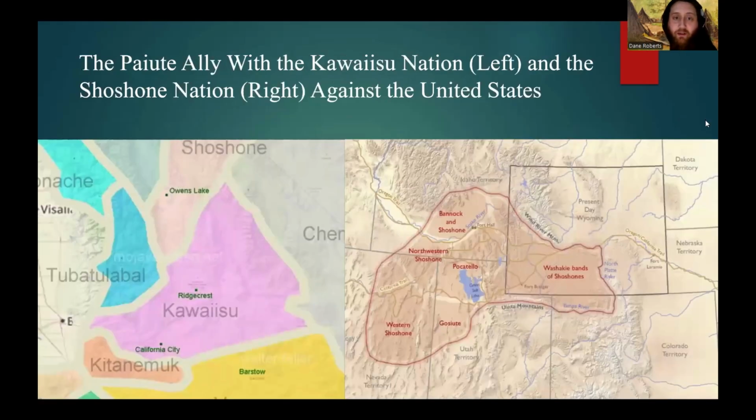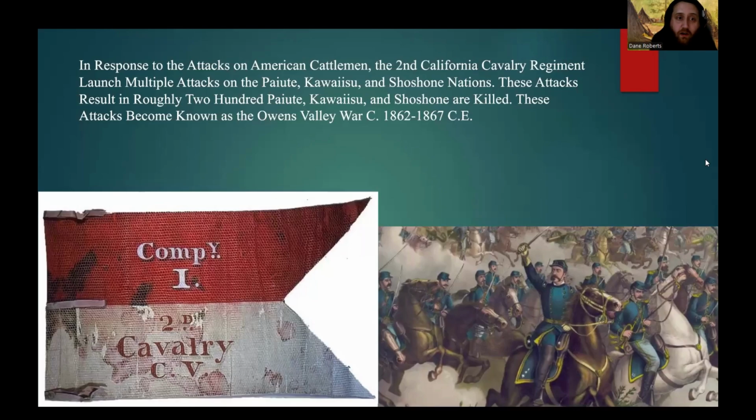The Paiute would then ally with the Kwaisu Nation. I apologize to any members of the nation if I butchered that. And the Shoshone Nation against the United States. In response to the attacks on American cattlemen, the 2nd California Cavalry Regiment would then launch multiple attacks on the Paiute, Kwaisu, and Shoshone nations. These attacks would result in roughly 200 Paiute, Kwaisu, and Shoshone being killed. These attacks will become known as the Owens Valley War, with these attacks happening between 1862 and 1867 CE.